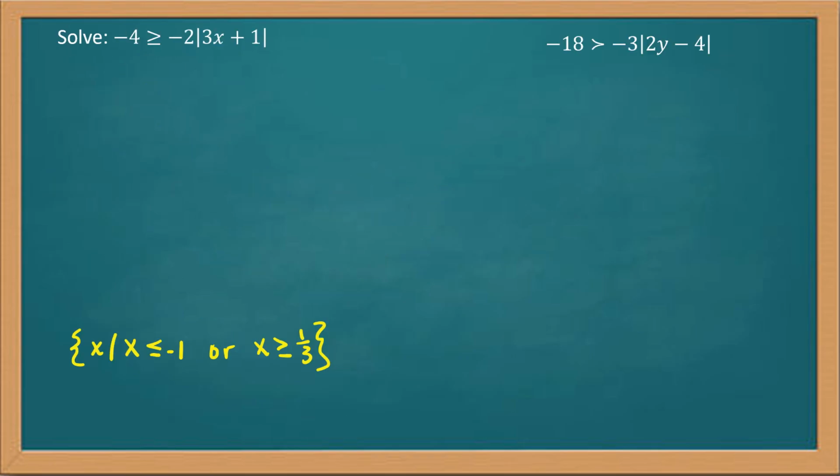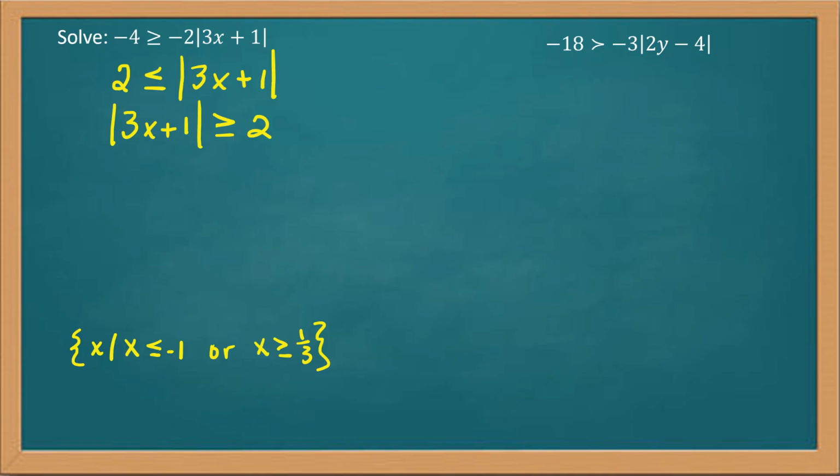Okay, another one, you've got -4 is greater than or equal to -2 times the absolute value of 3x plus 1. Here, again, you've got to isolate the absolute value first. So you're going to divide both sides by -2, which means you have to flip the sign. So you're going to have +2 is less than or equal to positive the absolute value of 3x plus 1. Because we think of this as from left to right, we should rewrite it as the absolute value of 3x plus 1 is greater than or equal to 2.